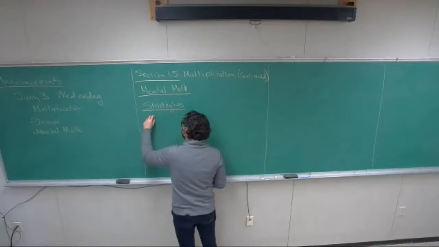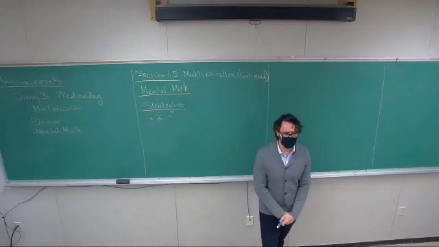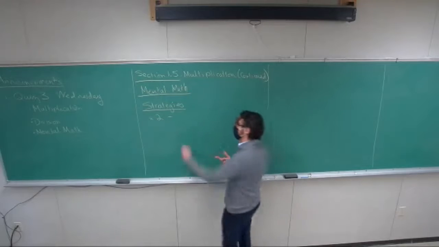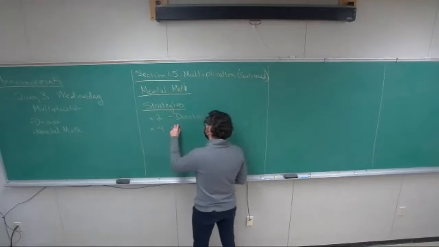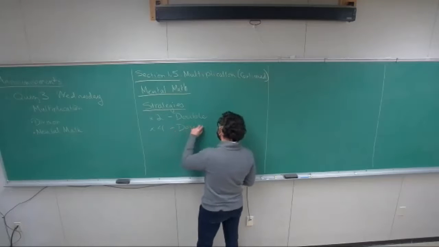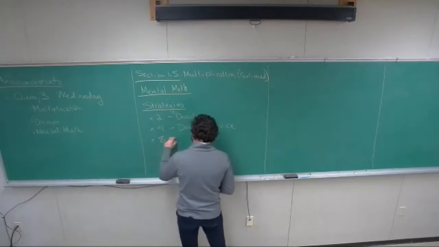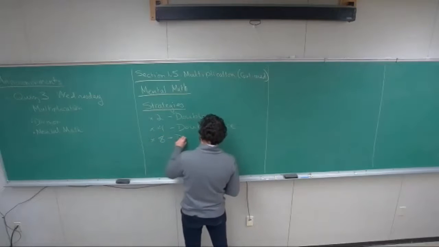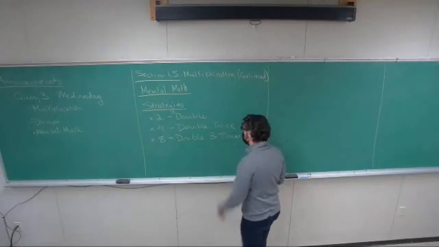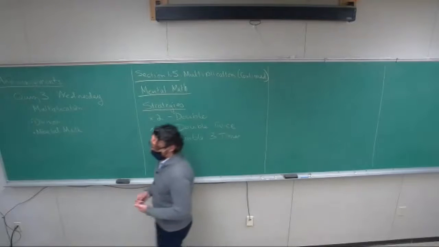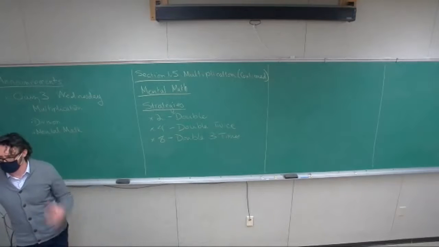So the strategies, multiplying by 2, that was easy. What was the strategy? Just doubles, okay? What about 4? Double twice. For 8, double 3 times. Okay, so not hard there. What's the mental math strategy for multiplying by 10? Put a 0 on the end, right?